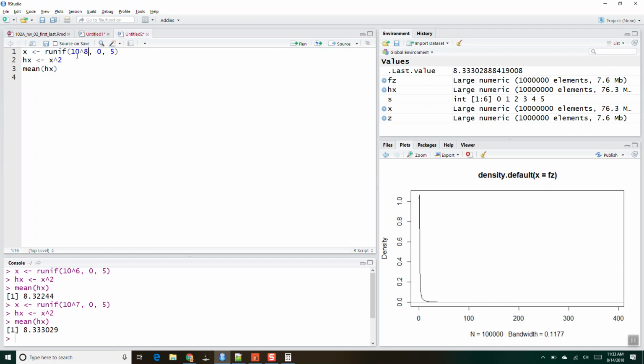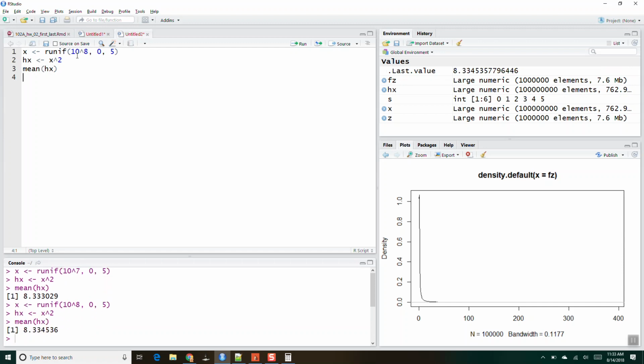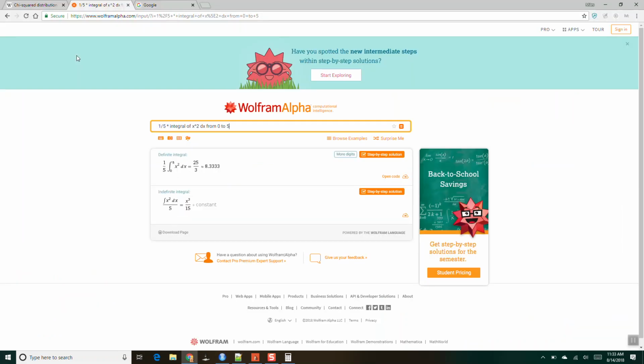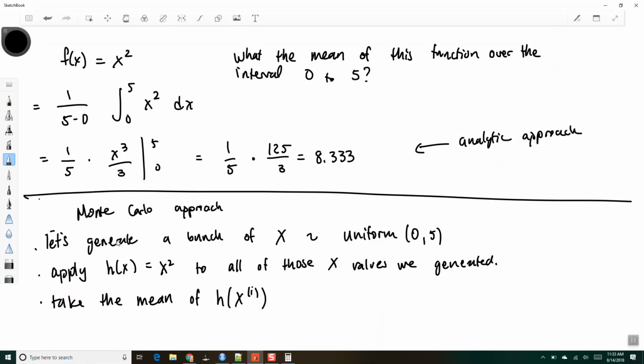100 million random values from 0 to 5. Okay, so the computer takes a few seconds here. All right, that's 100 million values, right? That's a lot, okay? And we have to square them all, and we ask for the mean of all of those things. Okay, and it gives us something that wasn't any better than 10 million, okay? Actually, it's a little off now. All right, but anyway, that's what we get, right? And when we did the math, we got this. All right, is that okay?